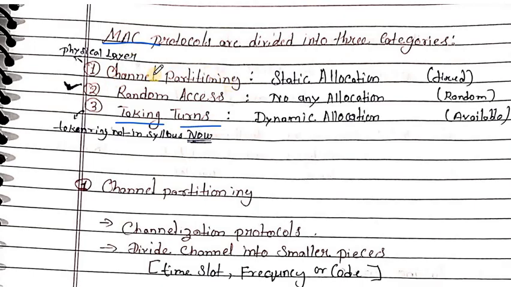The channel partitioning is a part of physical layer. Here we learn random access, and taking turn is not in the GATE syllabus. In channel partitioning, it is a static allocation.